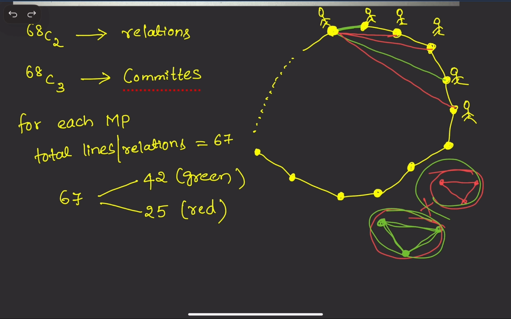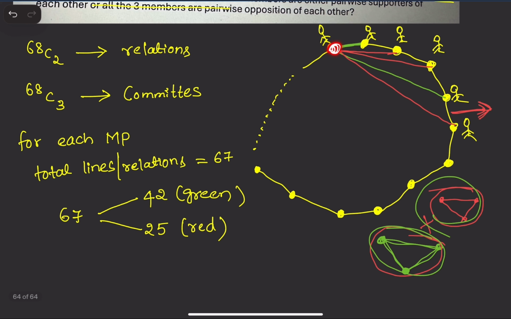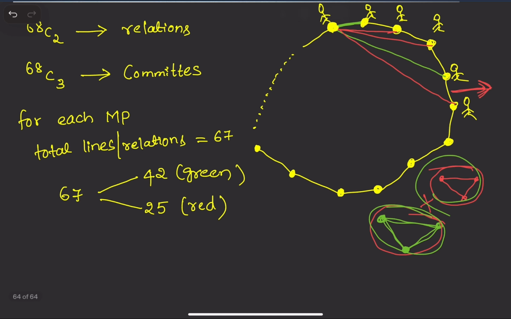So this is the triangle. If you choose one green line and one red line, it doesn't matter whether the color of this particular edge is red or green. If it is red, the triangle will look something like this. If it is green, the triangle will look something like this. So it doesn't matter what the color of this edge is. What we have to do is go to this particular vertex and choose one red edge and one green edge.